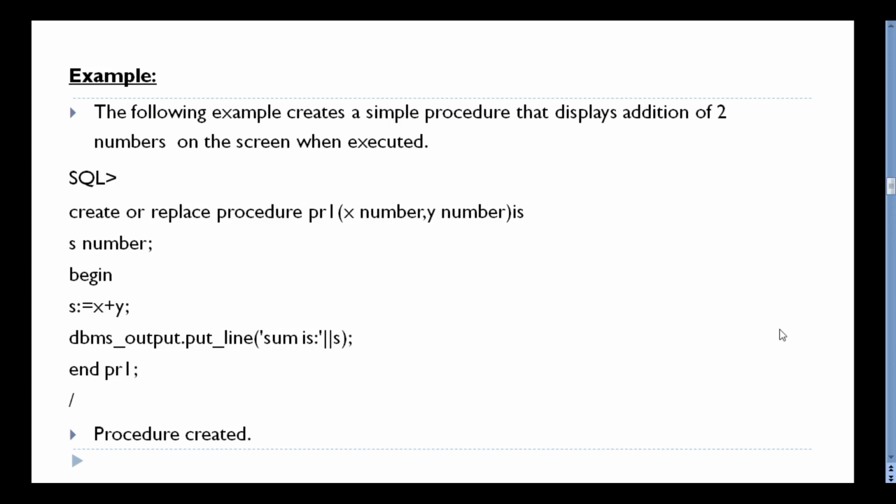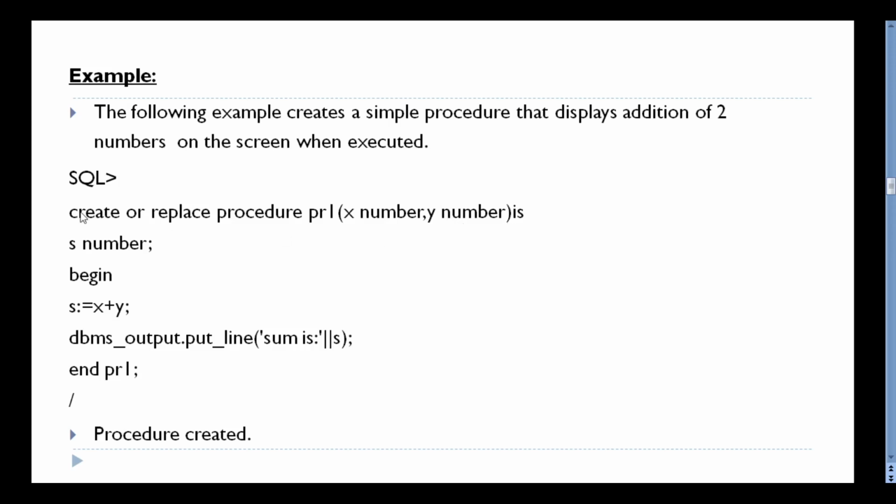Just see this simple example. The following example creates a simple procedure that displays the addition of two numbers on the screen when executed. Create or replace procedure. What's the procedure name here? PR1. How many arguments are we passing here? Two arguments, x number, y number. By default the mode is taken as in, so x in number, y in number.